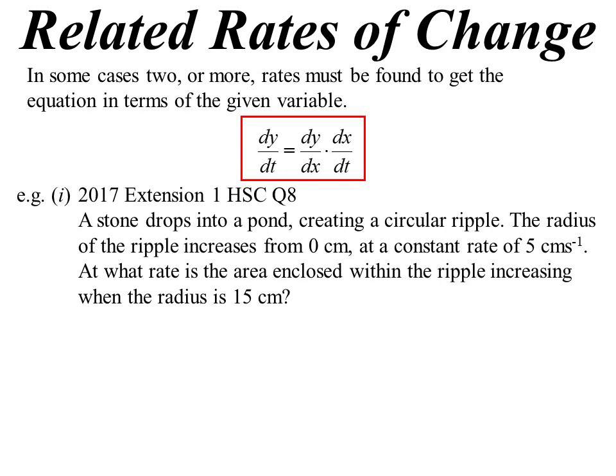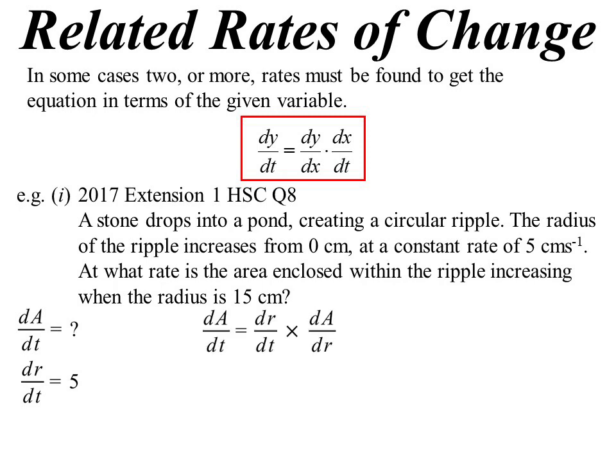HSC question. A stone drops into a pond, creates a circular ripple. They've told us how the radius is increasing. It's at a constant rate. They want to know the rate at which the area is increasing. So we want to find dA/dt. So what information have we been given? We've been given this constant rate of dr/dt is 5, but we want dA/dt.